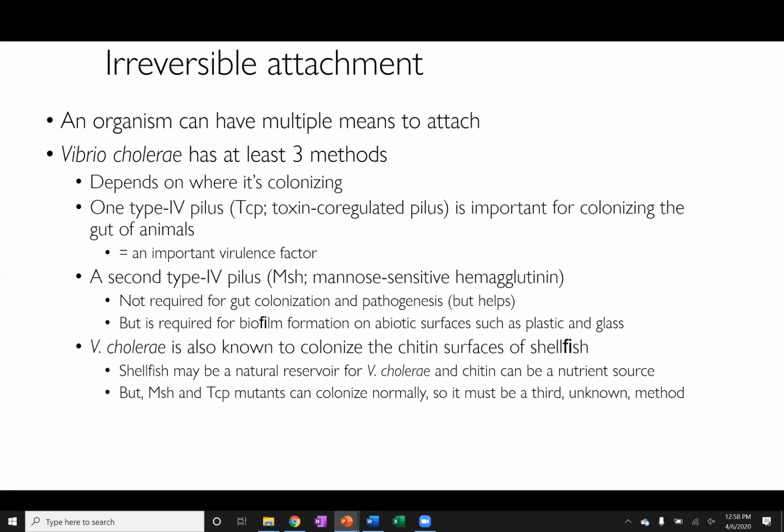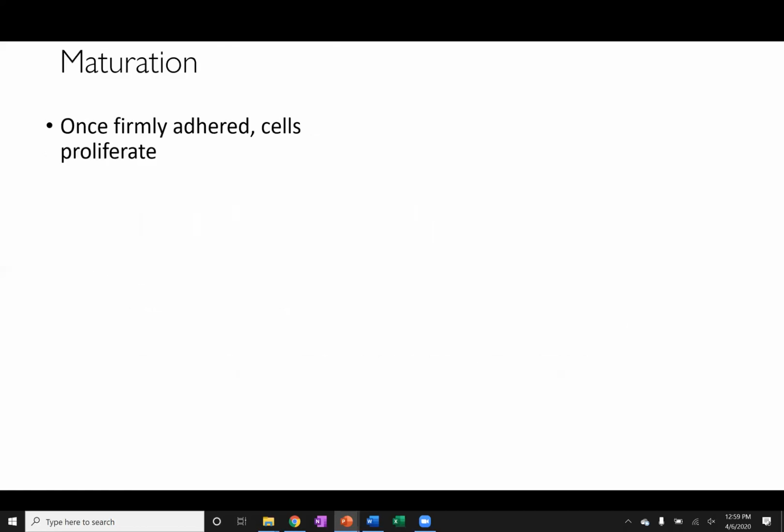And then finally, Vibrio cholerae is also known to colonize the chitin surface of shellfish. Many shellfish are actually a natural reservoir for Vibrio cholerae, because it uses the chitin surfaces of shellfish as a nutrient source. We actually don't know how Vibrio cholerae colonizes the surfaces of shellfish, because mutants in both of these MSH and TCP proteins that promote the two types of colonization we know have no effect on colonization of chitin surfaces. So it's this third unknown mechanism.